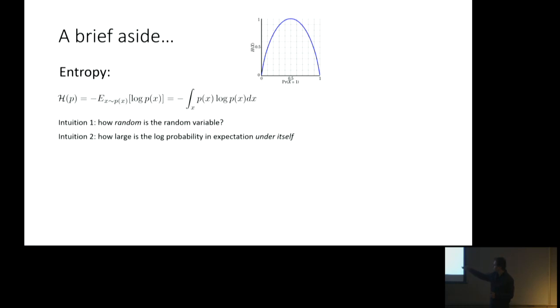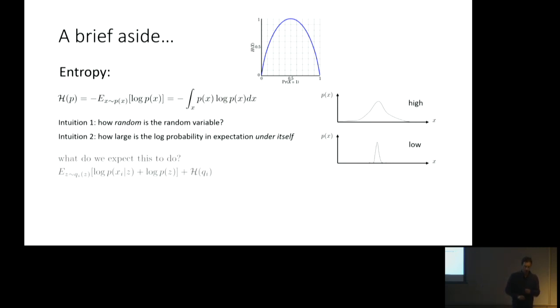But also looking at the equation, it's kind of intuitive what it's doing, because it's essentially measuring how large the log probability is in expectation under itself. So if the distribution has low log probability under itself, that means it assigns low probabilities to the things that it's likely to pick, which means that it must be very random, because distributions have to sum up to 1. So if you have a continuous random variable and your distribution looks like this versus like this, that one will have high entropy and this one will have low entropy. So it's kind of how wide is the distribution if we're talking about continuous random variables.